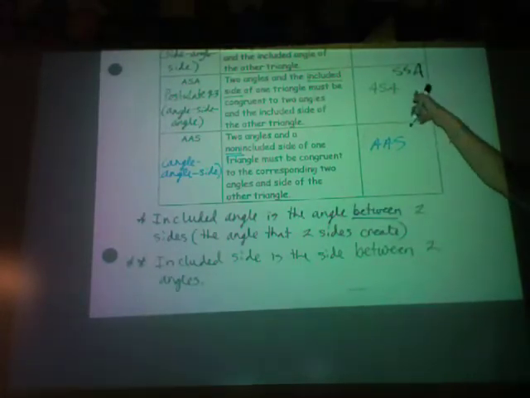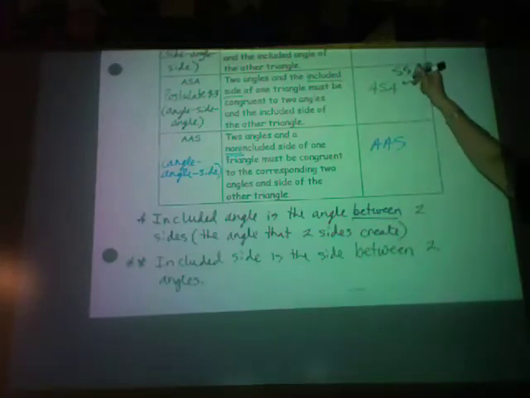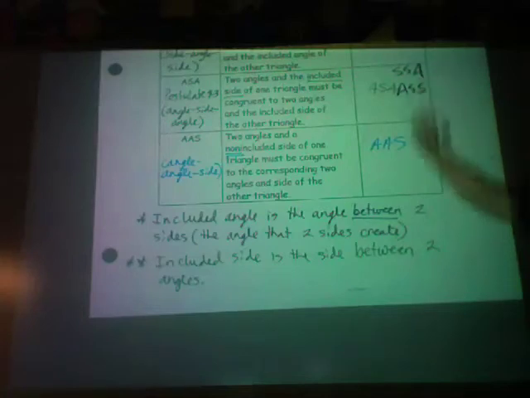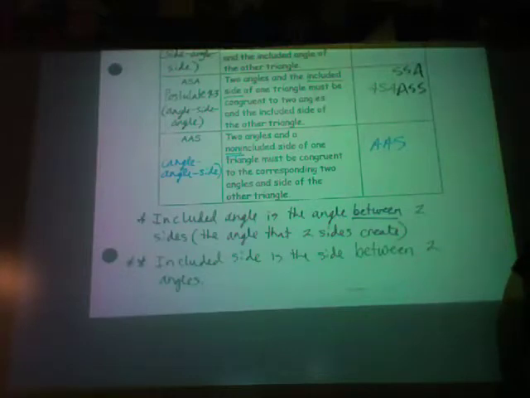This, by the way, spells a bad word backwards, doesn't it? What does it spell? I don't know. It spells a bad word backwards, though, Grayson. We don't need to repeat it, though. So if you're given two sides and an angle that is not included, no matter how you order them, it spells a bad word either forwards or backwards.